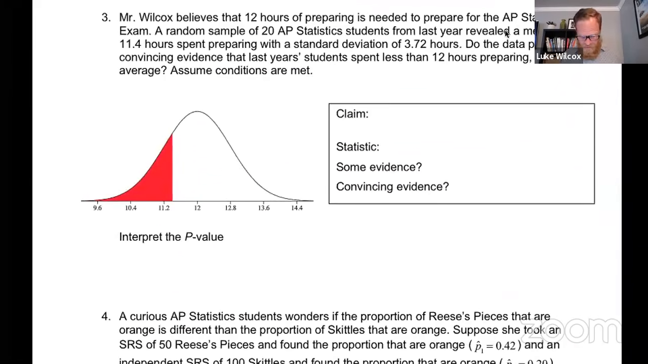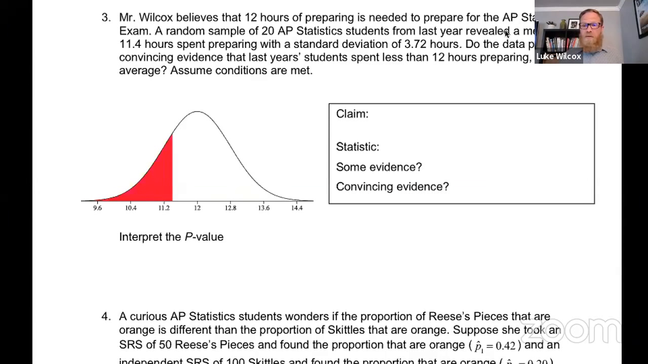And let's take a look at the context. Here's what it says. Mr. Wilcox believes that 12 hours of preparing is needed to prepare for the AP Statistics exam. A random sample of 20 AP Stat students from last year revealed a mean of 11.4 hours spent preparing with a standard deviation of 3.72 hours. Do the data provide convincing evidence that last year's students spent less than 12 hours preparing on average? Assume the conditions are met.